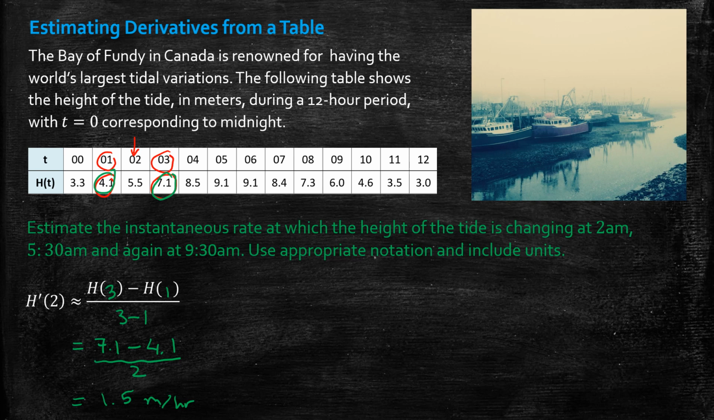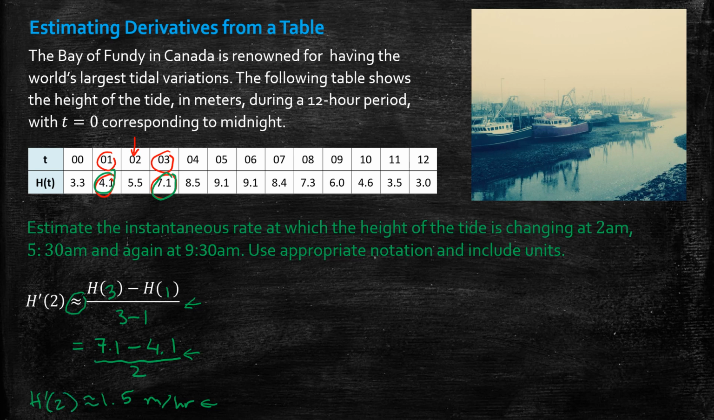And again, remember this approximation, even though I put equals after this point, the approximation is what's really true. But this expression here is equal to this expression, which is equal to that. But overall, let me just clarify that here, h prime of 2 is approximately 1.5 meters per hour.